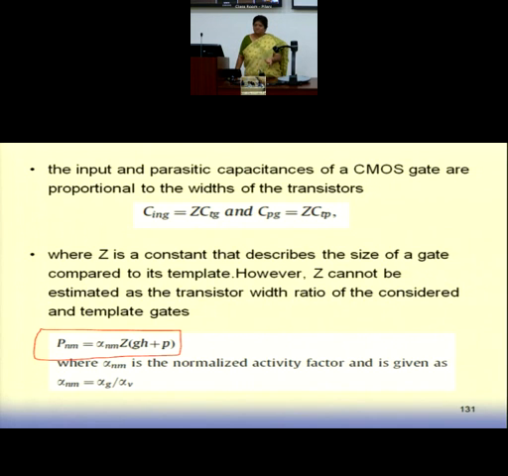Now this you can choose. In a given technology, you can design a gate, maybe as an inverter gate or an AND gate, but whatever gate you are choosing, choose it as a template and then represent your gate width with respect to that template gate. It can be a standard unit inverter also. Okay?